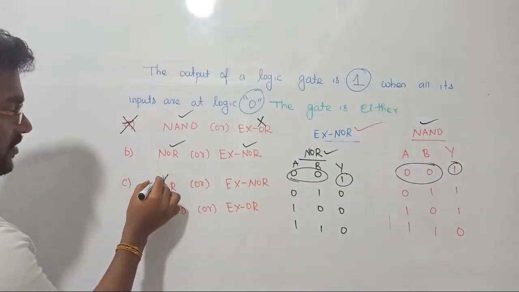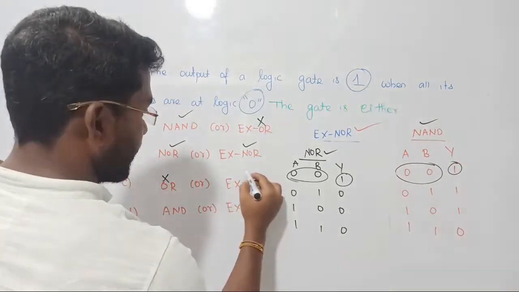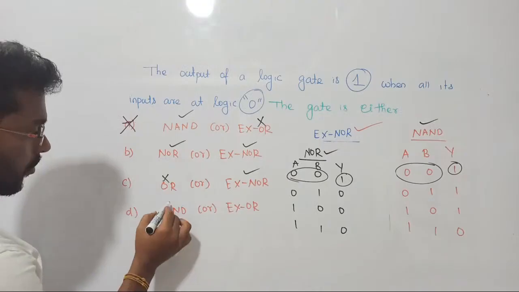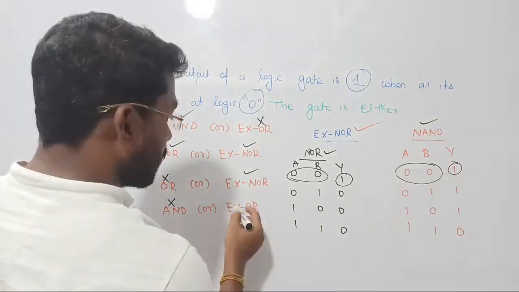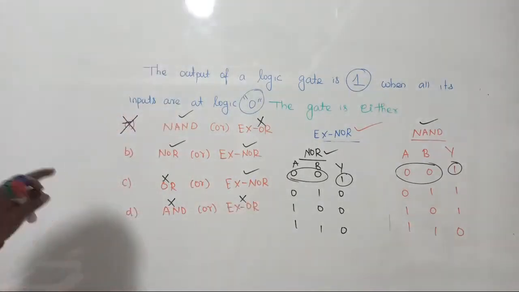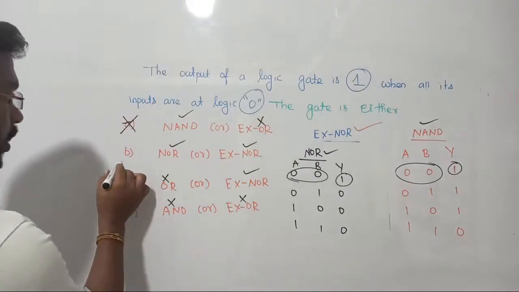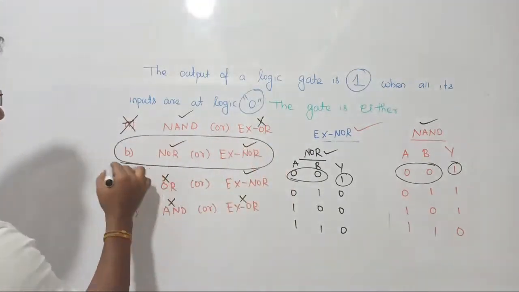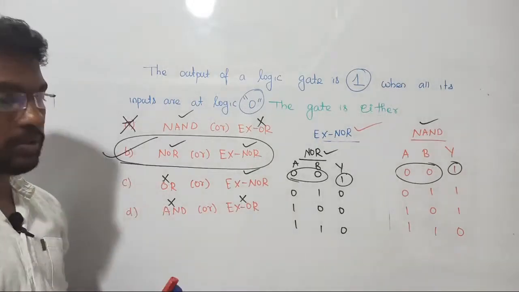And OR is wrong, obviously. XNOR is correct, but AND is wrong, right? XOR, that is also wrong. So in which option all are correct? The only option is option B. So the correct answer is option B.